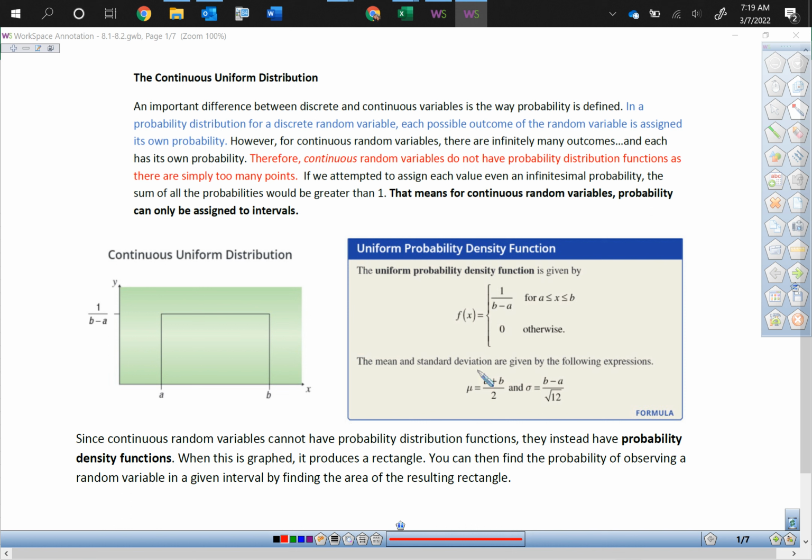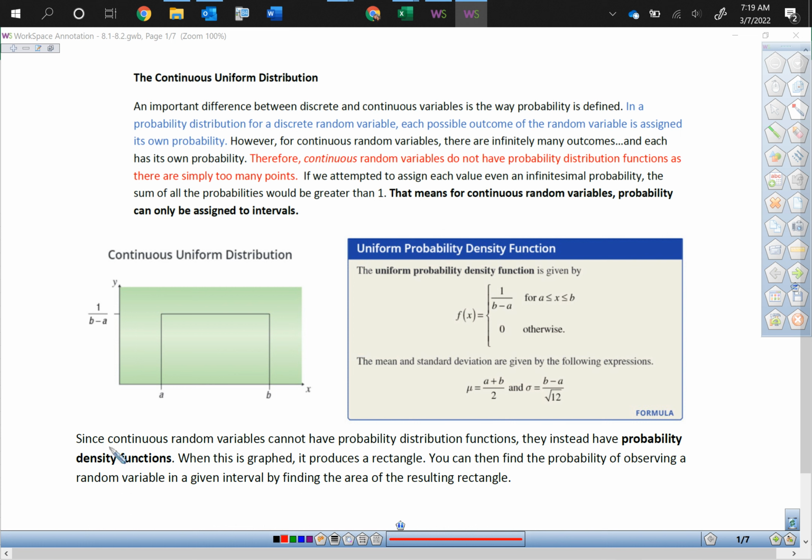And then the mean and standard deviation also need those A and B values. That's the beginning and the end of our interval. The mean of it is just adding the A and B together and dividing by 2. And the standard deviation is B minus A over the square root of 12.